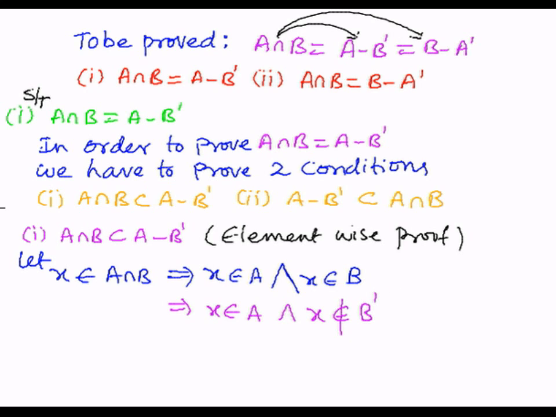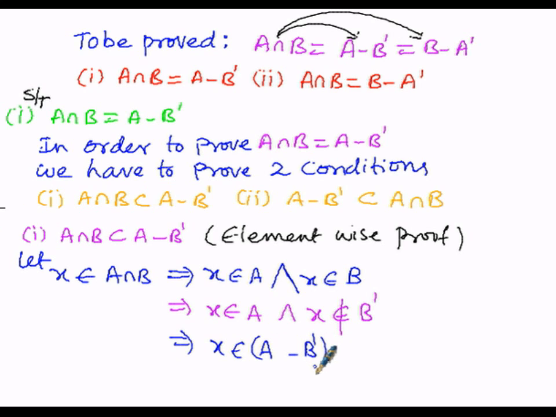Then the next logical step will be: that implies X belongs to set A, and does not belong to B dash, that means B dash is subtracted. X is not present in the complement of B, so B dash must be subtracted from this set, that is A.